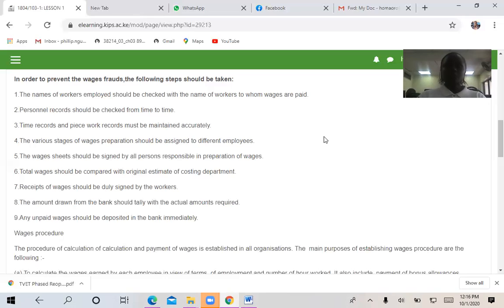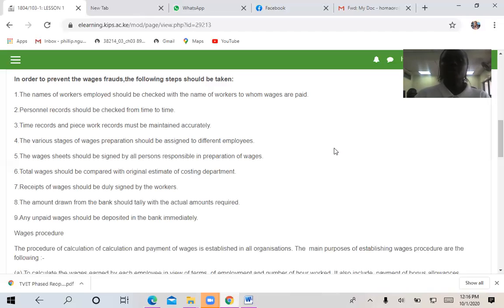When you pay the workers, make sure you get a signature if you are paying them cash. But if you are paying them through the account, they must give you the account number and also the branch. The amount drawn from the bank should vary with the actual amounts required. When you are paying cash, make sure that the amount which you draw from the bank is the exact amount which is going to be used in paying the wages.